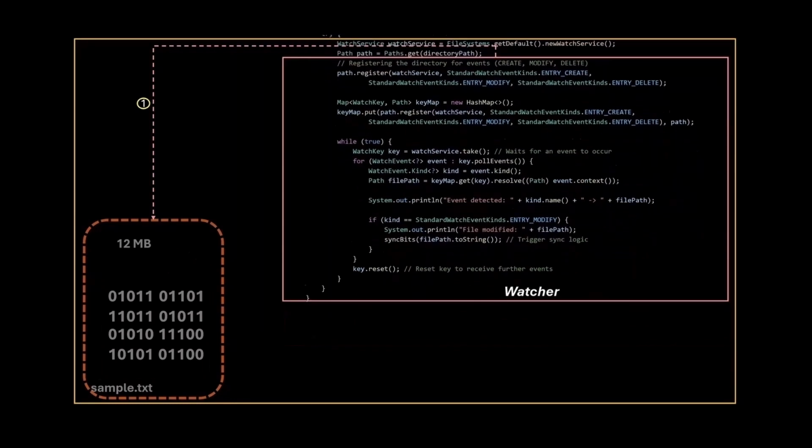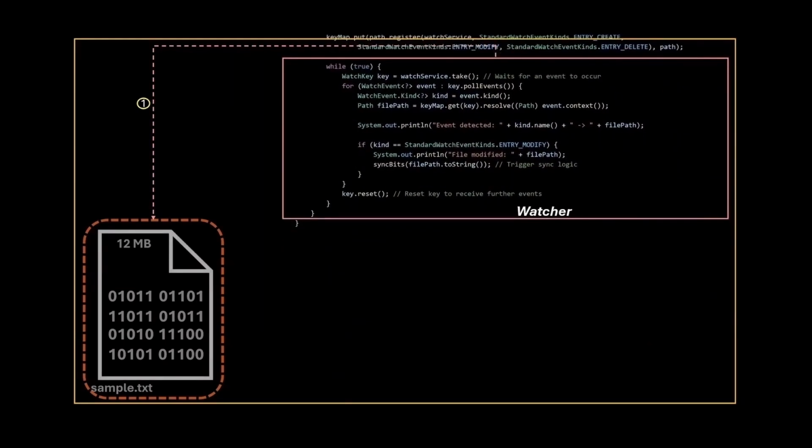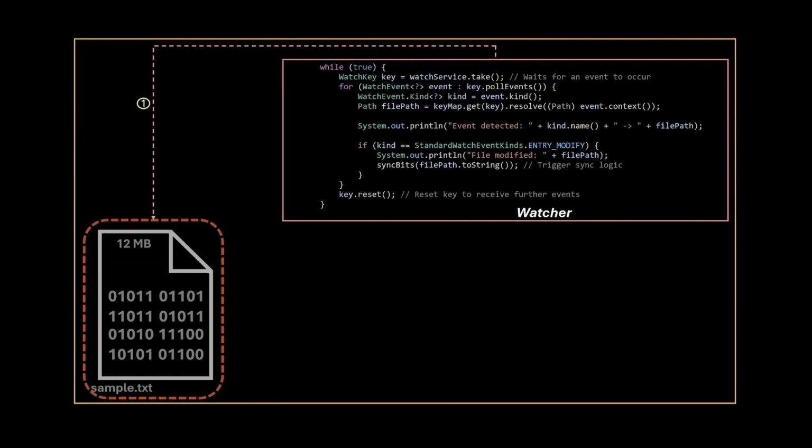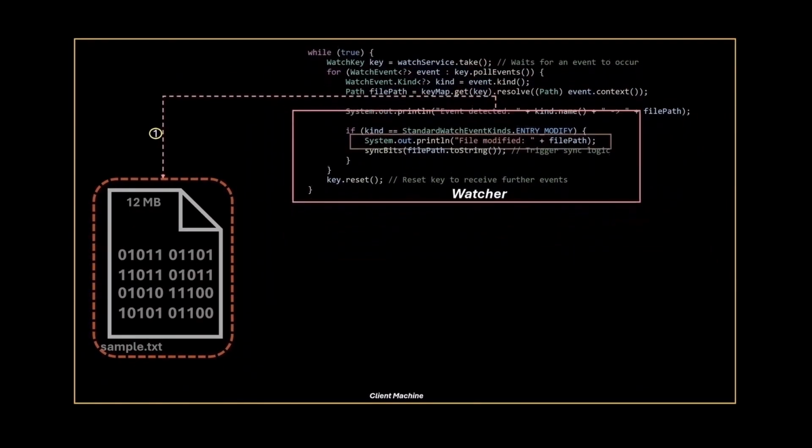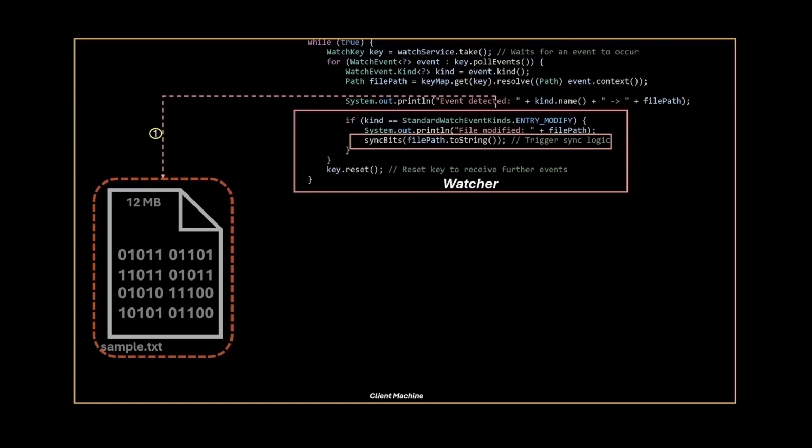When we go deeper and see the while loop, inside the while loop we can see that the watcher service is waiting for an event to occur. And once the event happens, watcher service calls the sync bits service with the file path where the event has occurred, right? So that's how watcher service watches any event happening on the directory, and once it detects any kind of event, it calls the sync bits service for further processing.